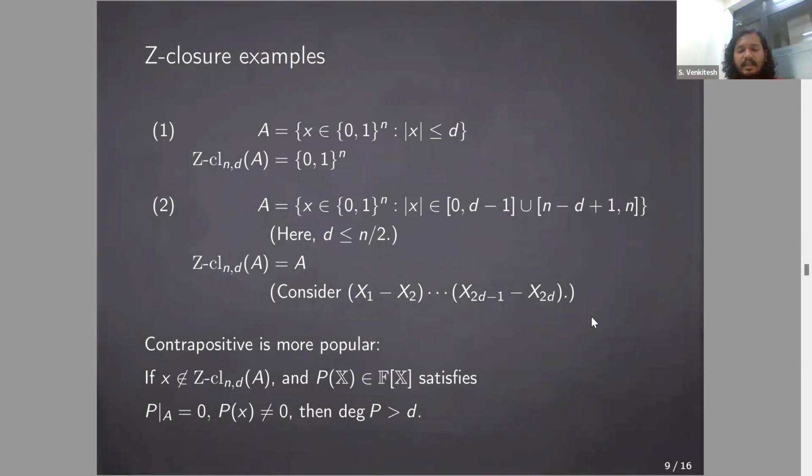Then you can say that the degree of P is greater than D. It has to be at least D plus 1 because the definition of the closure says that if the degree is at most D, then it should have vanished at the point X as well. That's not true, and therefore the degree of P is at least D plus 1. We use this in the sense of saying that if a polynomial vanishes on a set but does not vanish on some other points outside, then the degree of that polynomial is large. That's the kind of statement that finds applications in, for instance, probabilistic approximations as well as some other places in complexity.